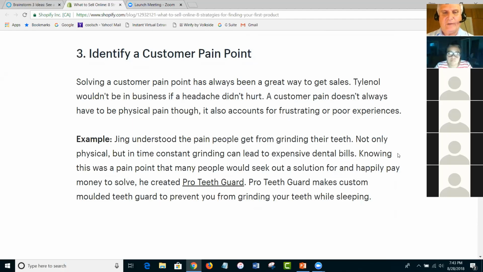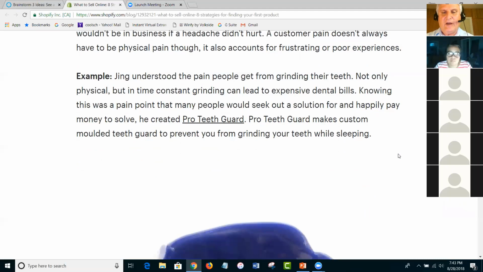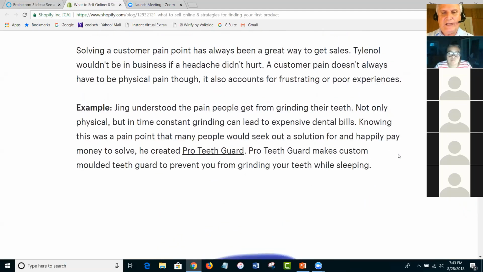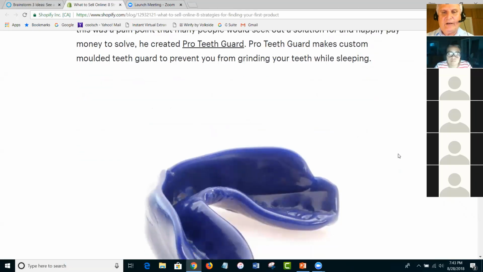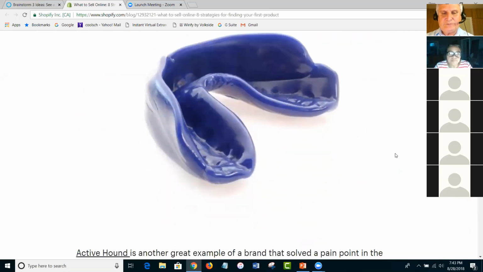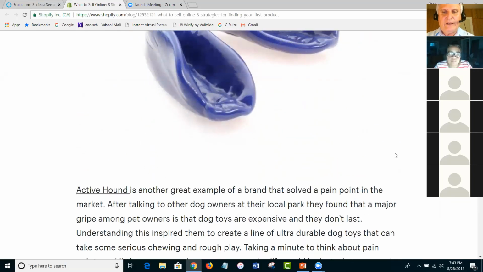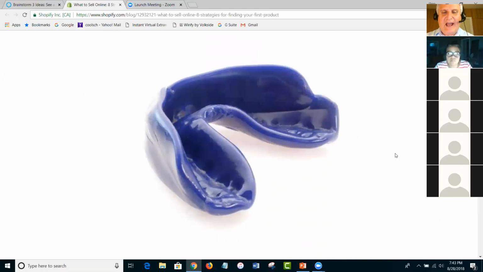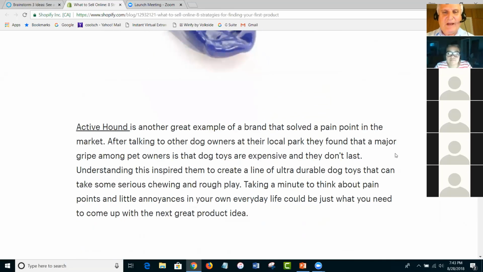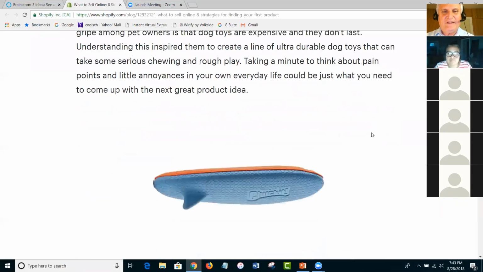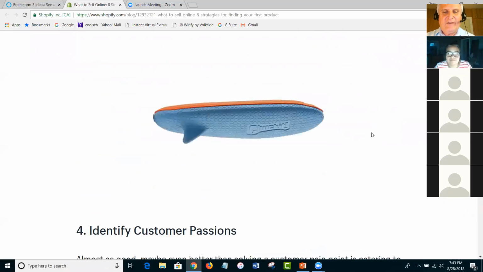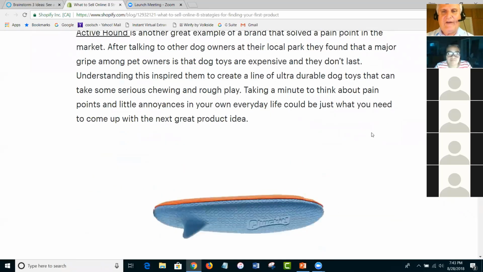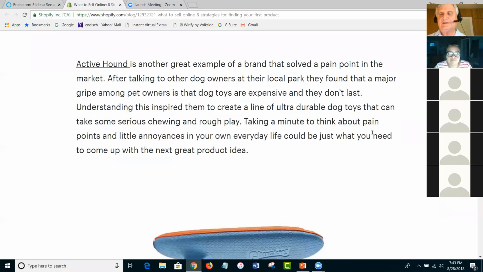And here they give an example of a guy that started a business for people that grind their teeth. He created like a mouth guard for that. And by the way, that's something that actually I might need myself. And then they give another example of the fact that chew toys become destroyed so easily. This guy made a line of chew toys that last a long time.